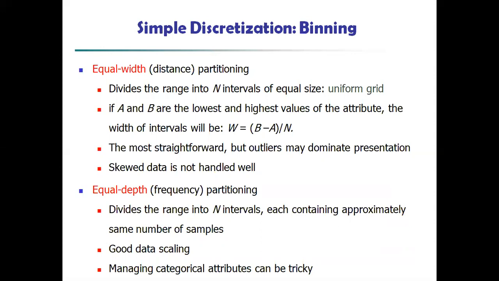That means here you divide the range into n intervals, each containing approximately the same number of samples. It gives good data scaling, and managing categorical attributes can be tricky. So here is the frequency partitioning. The same number of samples which match will be taken as a partition. Since we are taking all the similar groups, it may have good data scaling. Managing categorical attributes can be tricky because all will belong to the same thing, so managing different categories is a little bit tricky over here.